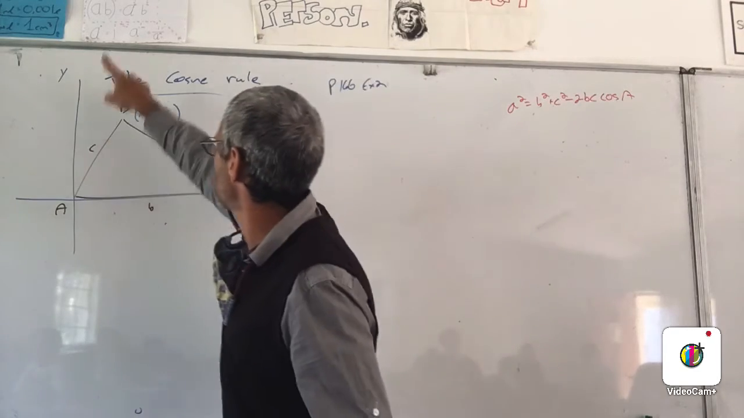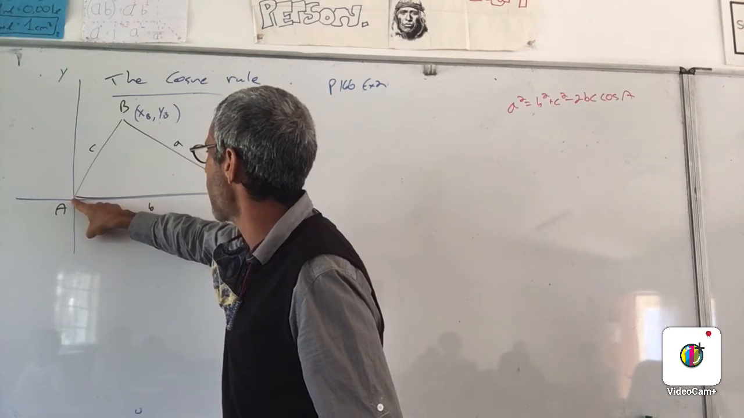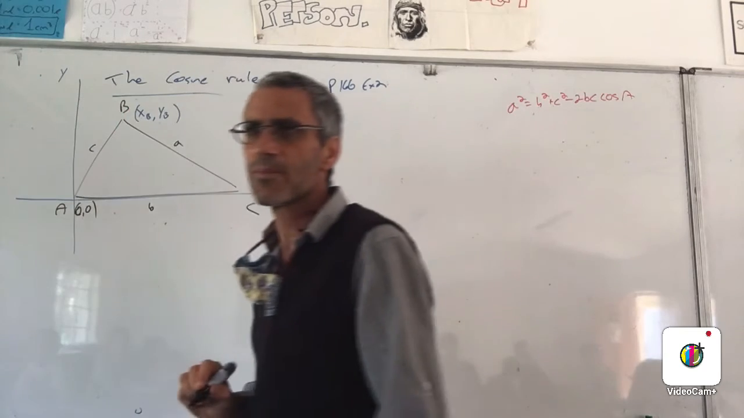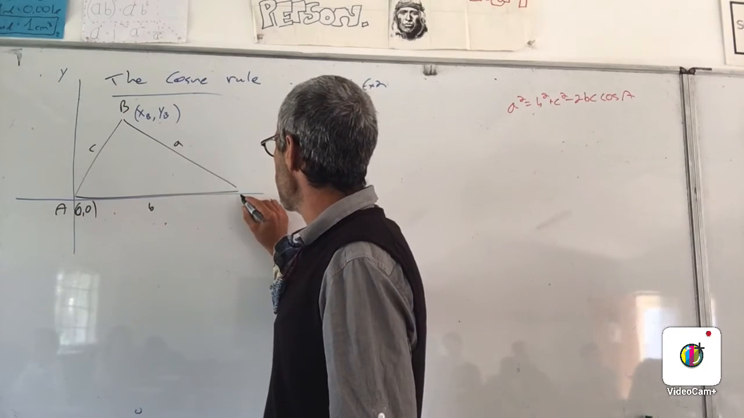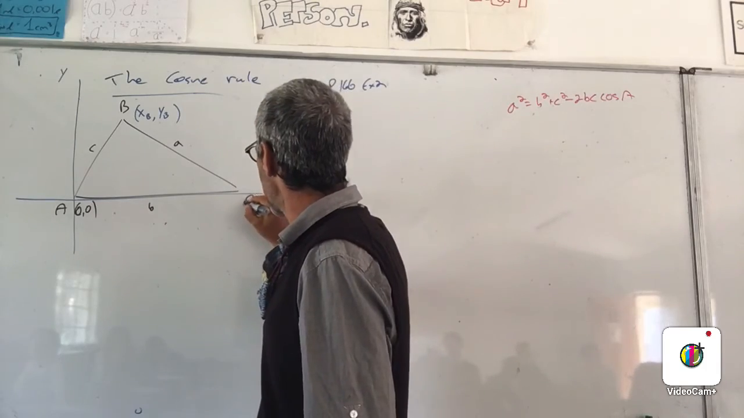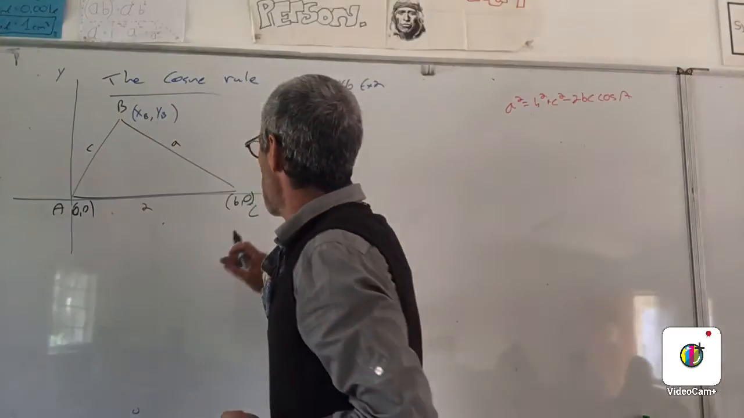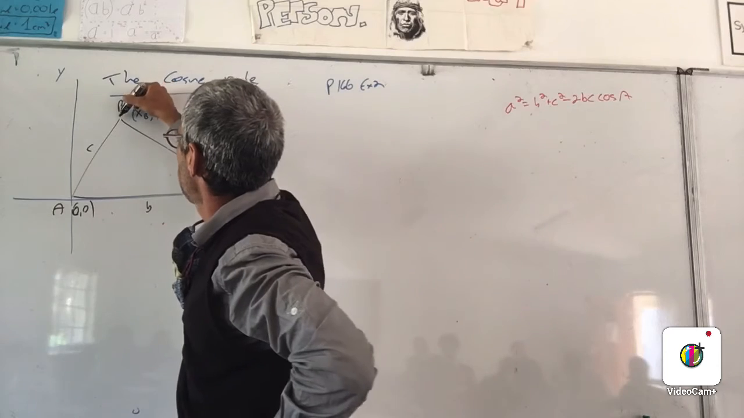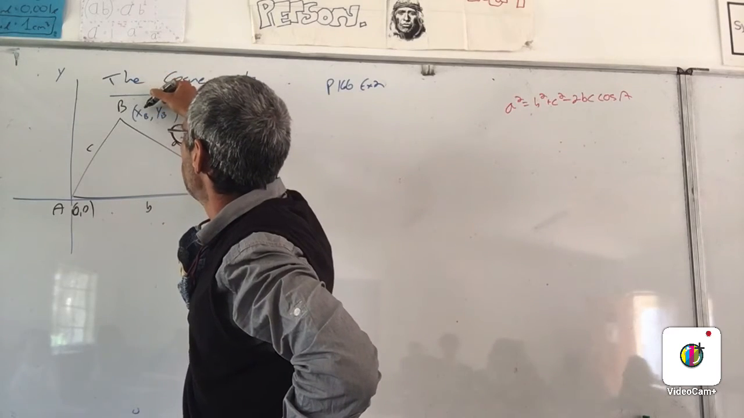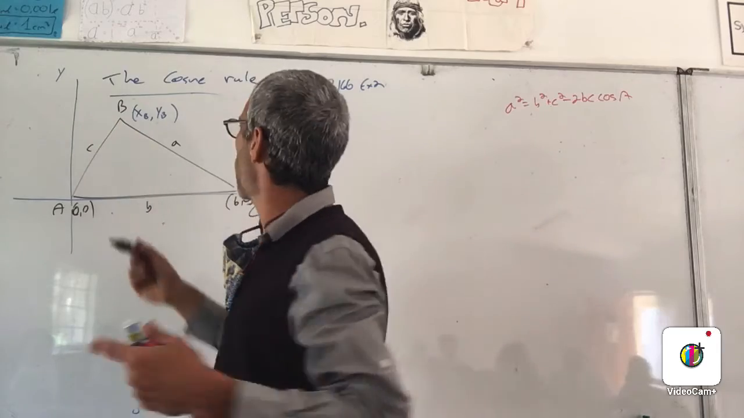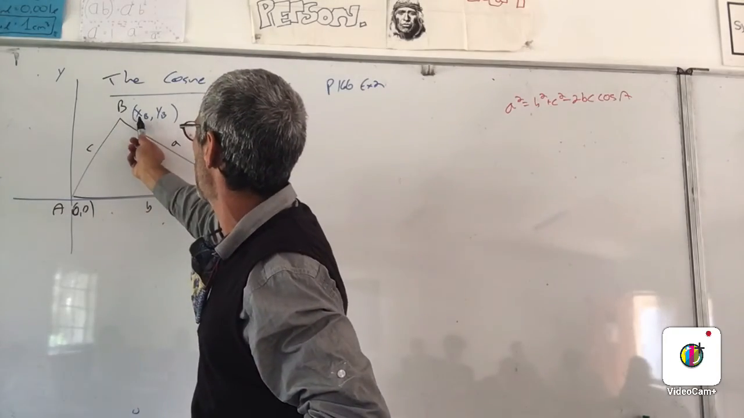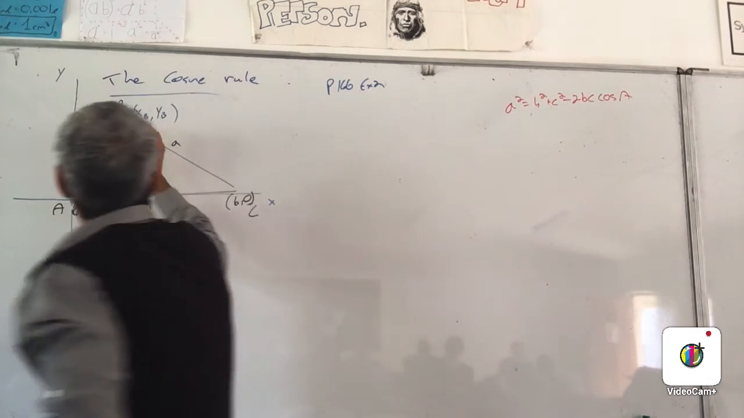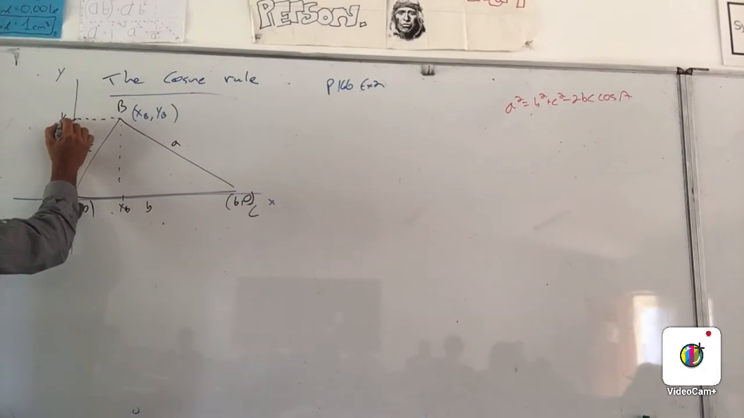So I'm putting this triangle on a Cartesian plane. That's the x-axis, that's the y-axis. Now, point A of the triangle is exactly here, so the coordinates of A are 0, 0. Point C is on the x-axis, so its y is 0. Now the more tricky one is vertex B. Vertex B is at some random x and y, which we don't know. We don't know how far they are, but we just call it xb and yb. So this is xb, and this is yb.